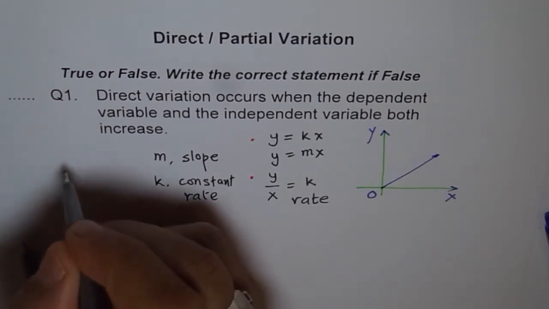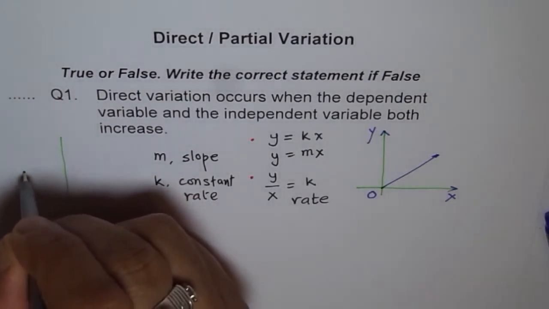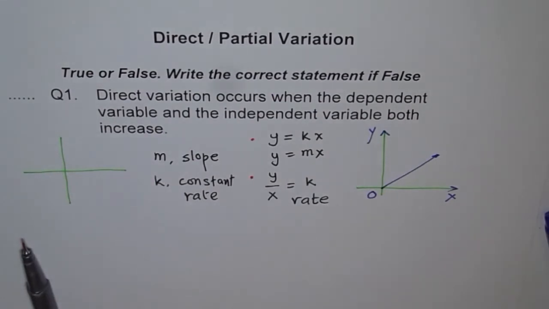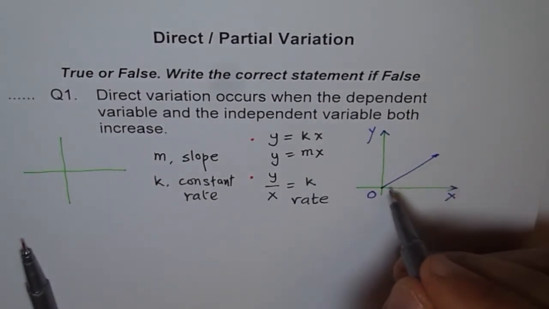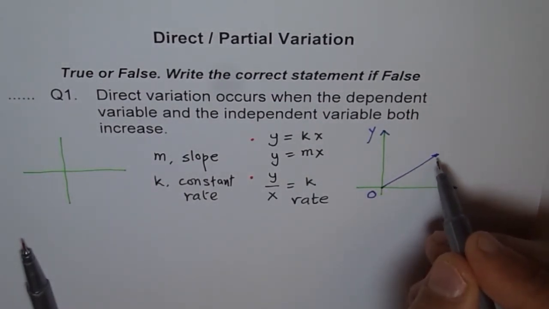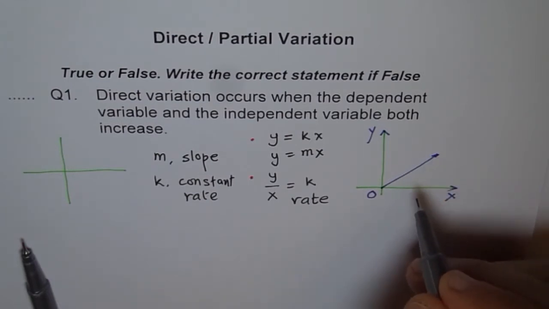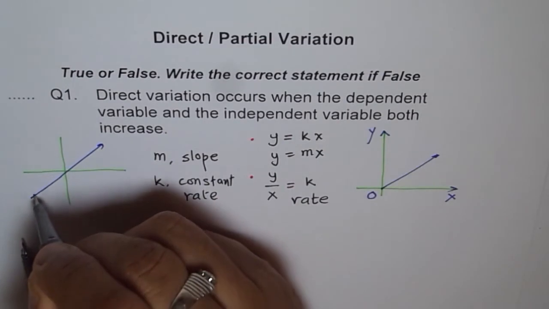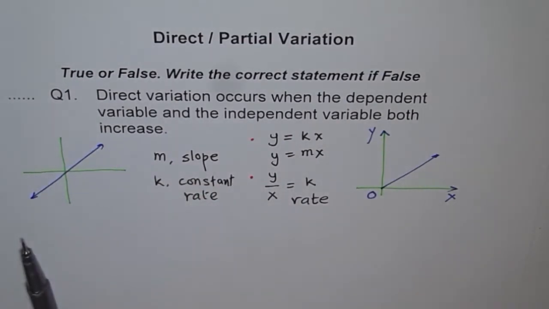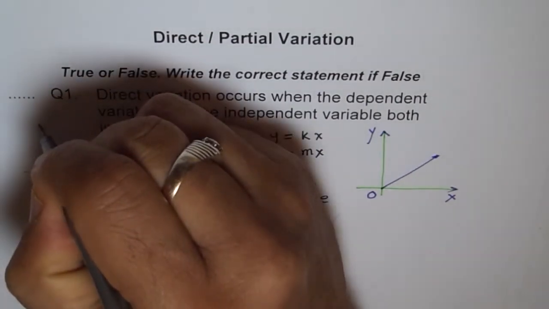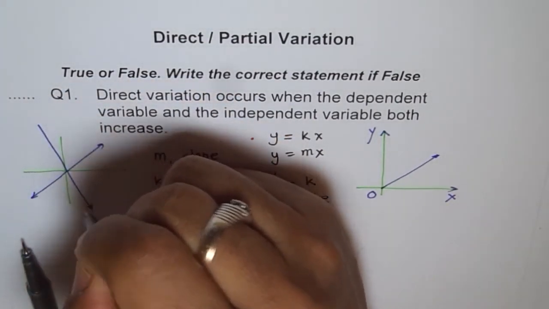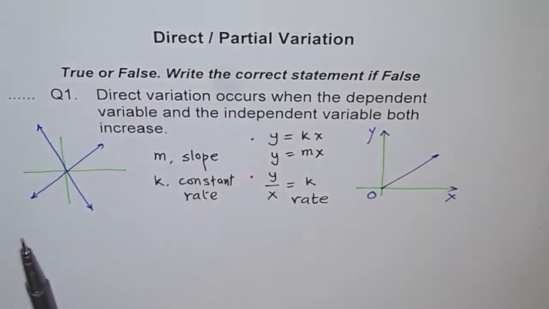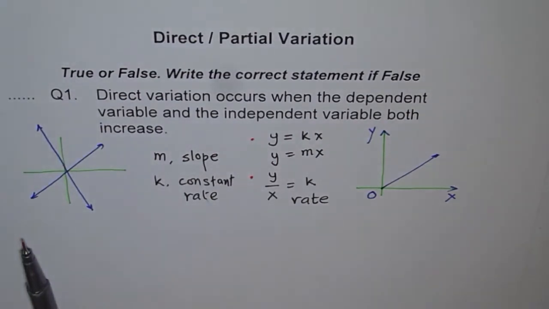Another important thing to note is that direct variation doesn't really mean that your line will be in the first quadrant going from 0 onwards. Any other line going through the origin works. For example, this line going through the origin may extend on that side also into quadrant 3. Or a line which is coming from here and going down. This is also a direct variation.